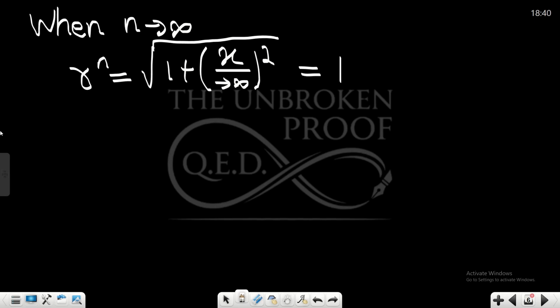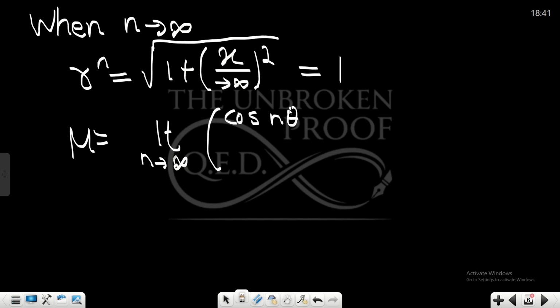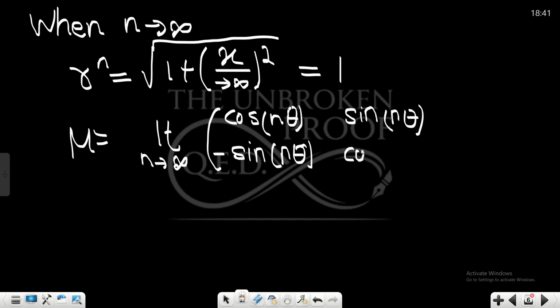Since r power n is 1, so we can write M as limit n tends to infinity of the matrix [cos n theta, sin n theta; minus sin n theta, cos n theta]. So this will be your M.